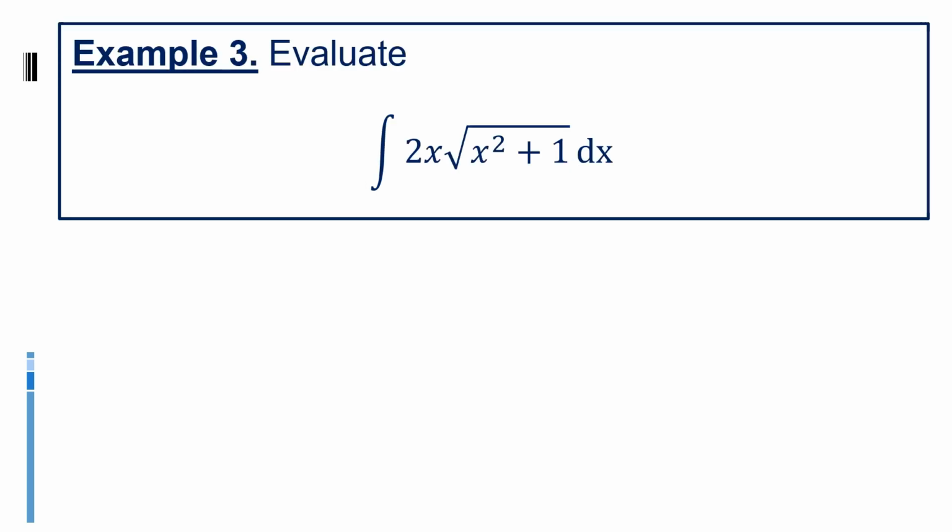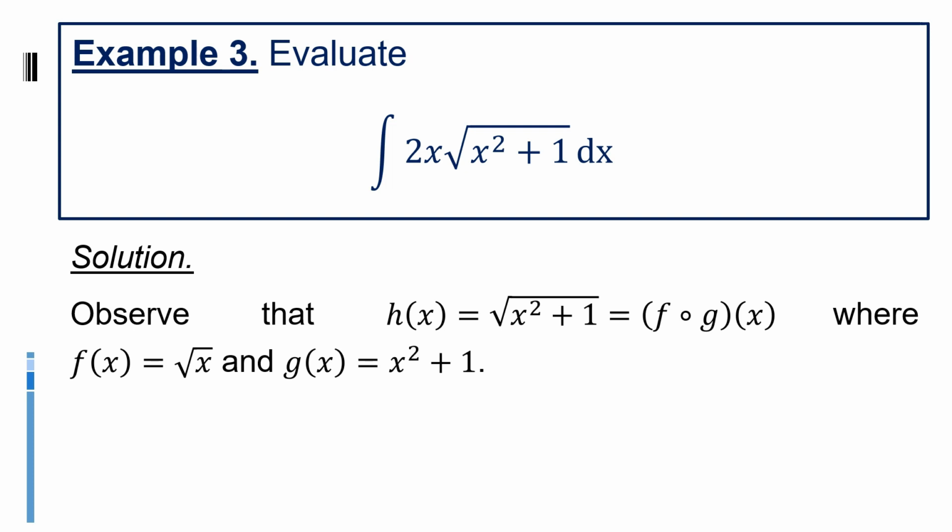To illustrate that, let's look at this example. Let's evaluate the integral of 2x times the square root of x squared plus 1. To use the chain rule for anti-differentiation, our integrand should be the same as in the theorem. So observe that h of x is equal to the square root of x squared plus 1, which is f circle g of x, where f of x is equal to square root of x, and g of x is equal to x squared plus 1.